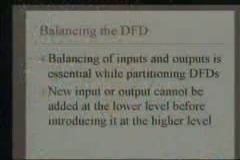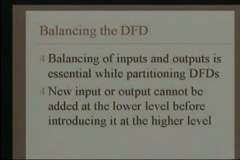We talked about balancing of DFDs. Now, how do you balance DFDs? What you have to do is balance the inputs and the outputs while partitioning DFDs. Remember we talked about the context diagram? All the inputs and the outputs will be there in the context diagram. Those should be retained while going down to the lower levels. What this means is that you must not introduce any new input or output at the lower level if it is not there at the higher level.